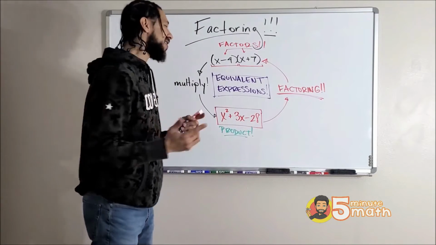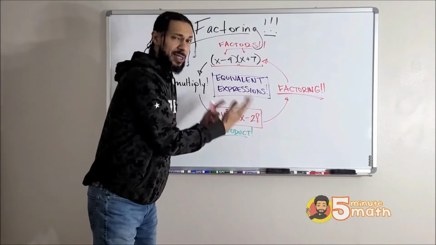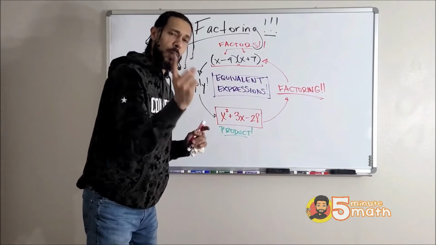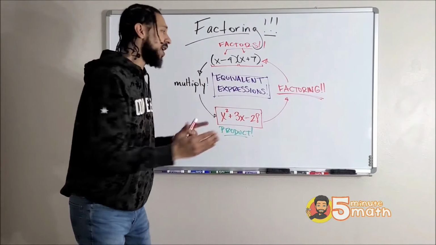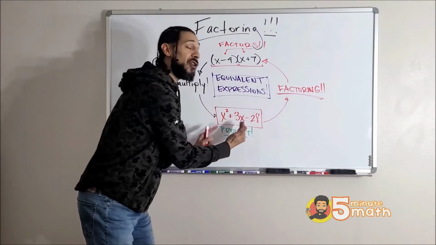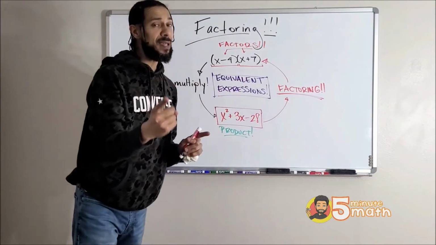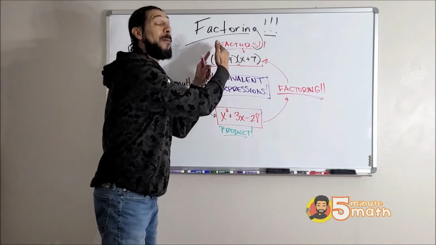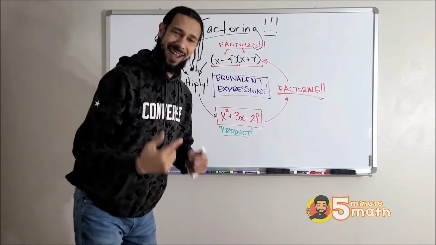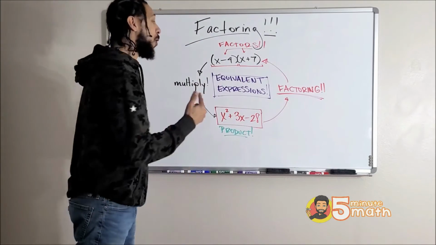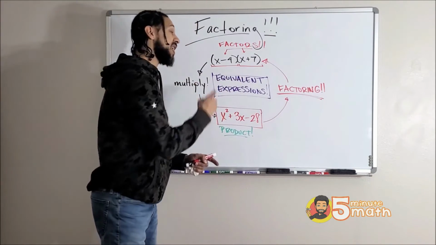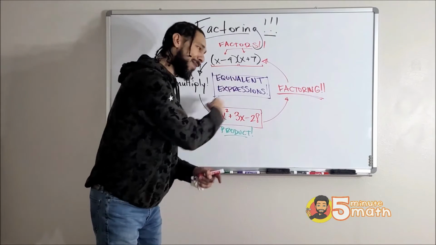Now, on a multiple choice test, even if you don't get the factoring strategies down, don't forget that these are equivalent expressions, right? So if I have to take this and turn it back into this, maybe it's a good idea to go through the choices, multiply the choices out, and see which one comes back to this. So the next few videos will talk about this factoring process, but don't forget the idea of equivalent expressions.